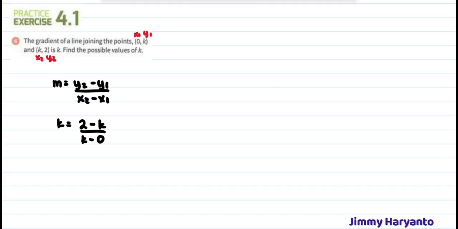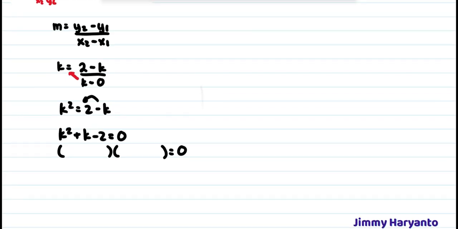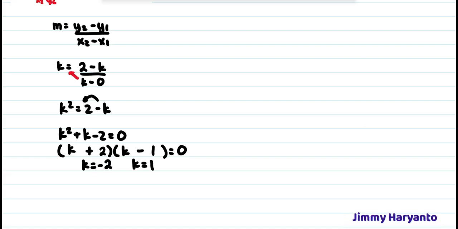Then we cross multiply this one, so you have k squared equals 2 minus k. Then you move this, you have k squared plus k minus 2 equals 0. Of course, we have to factorize this to find the value of k. So it has to be plus 2 and negative 1. So for this one, k equals negative 2, k equals 1. So there are two possibilities for the value of k.